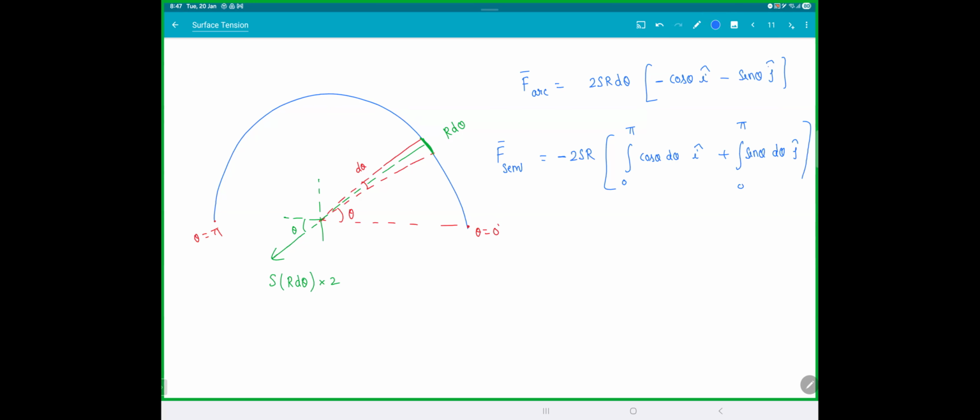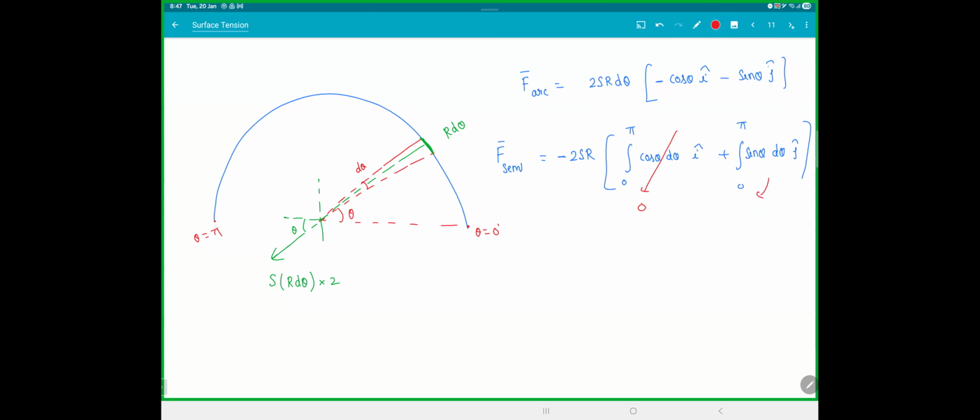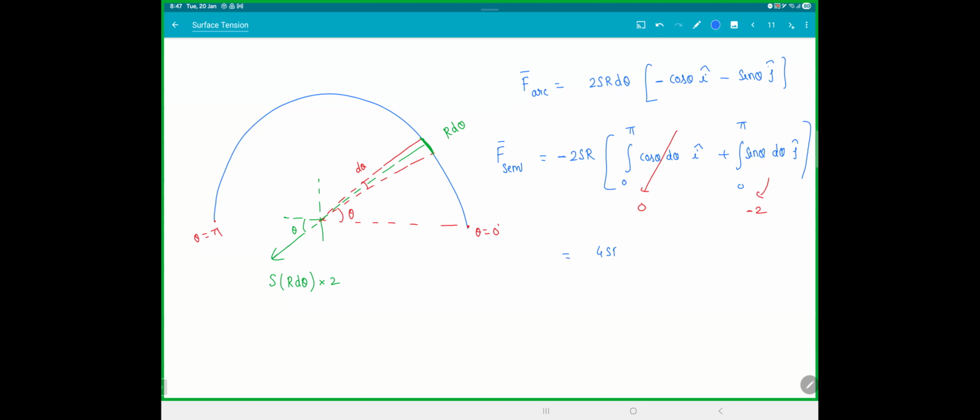Then you should know how to do this thing. And then when you do this, you actually get this term will be 0. And this term turns out to be a value of 2. So minus 2 actually. You can integrate and check it out. This much you can handle. And this thing comes out to be 4SR. That will be minus j cap. There, that's your force.